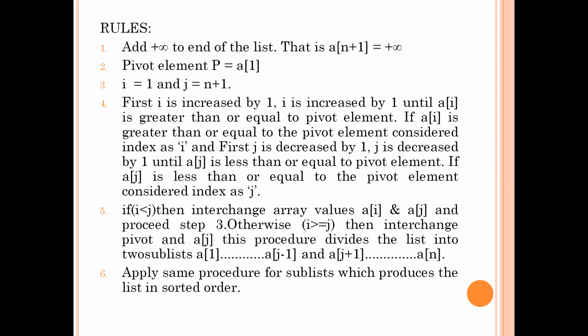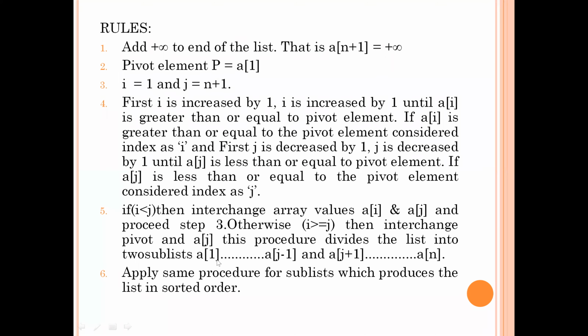That is, i becomes greater than j. So that means the elements are over. So like this, the process continues. If i is less than j, interchange the values a of i and a of j, and this process continues until i becomes greater than or equal to j. So now here the j will stop at i greater than or equal to j.